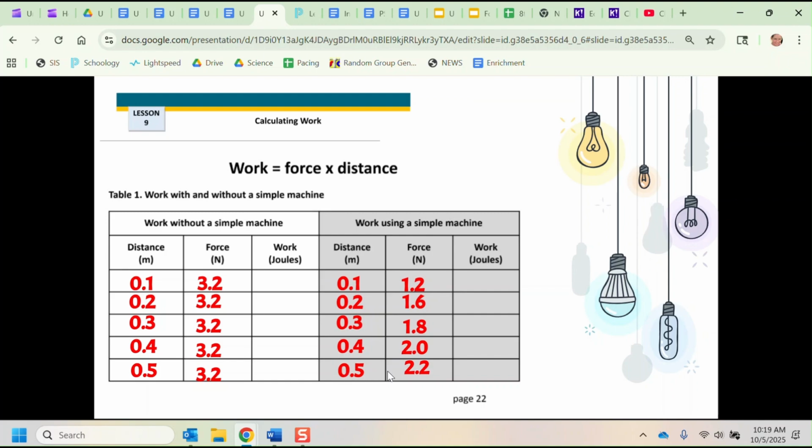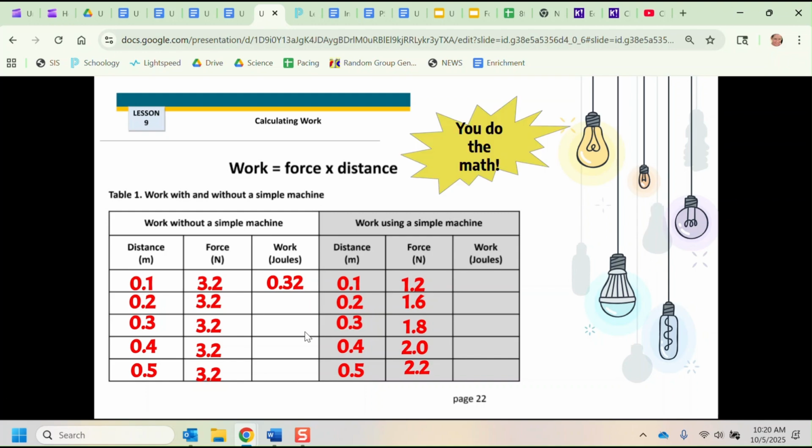So it's the same object with the same mass, but our force of weight, when we just lift it up vertically, is always going to be 3.2. Our force required to move it along a ramp depends on how steep the ramp is. So we're going to calculate work in joules for all of these scenarios. 0.1 times 3.2 is 0.32 joules. It took 0.32 joules to move our object up a distance of 0.1 meters.